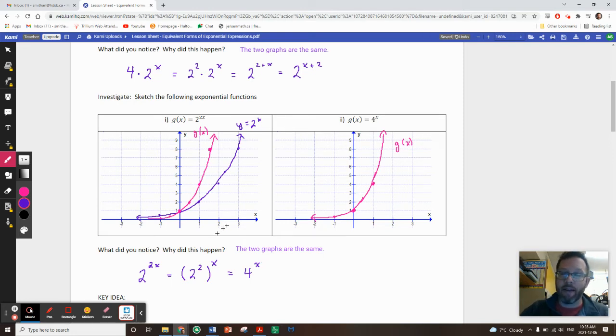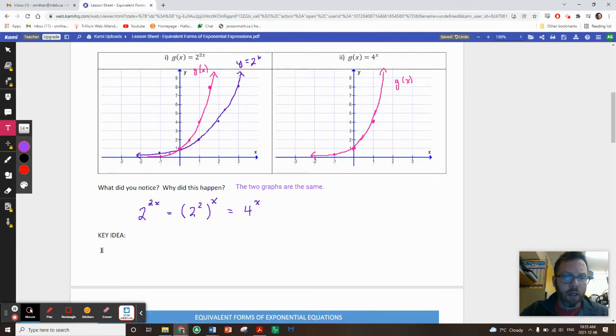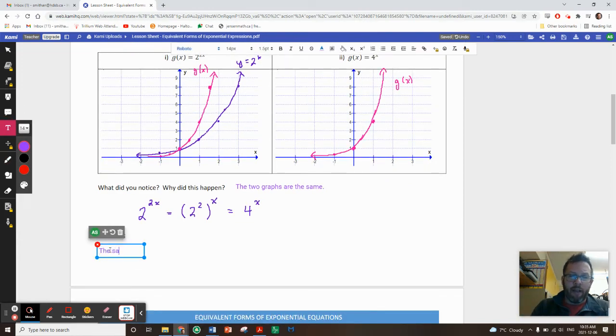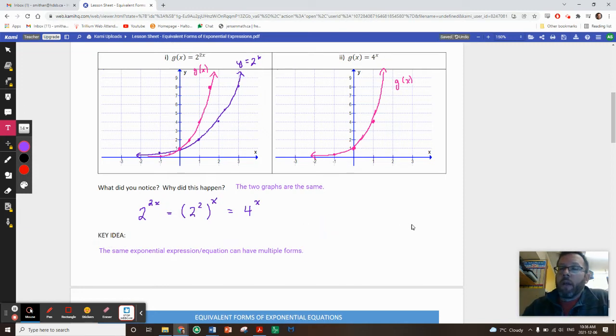And this is the big idea, the purpose behind these little miniature investigations: the same exponential expression or equation can have multiple different forms. It can be expressed in many different ways. And this can be a useful tool for us in solving some exponential equations. So we'll see that in a moment.